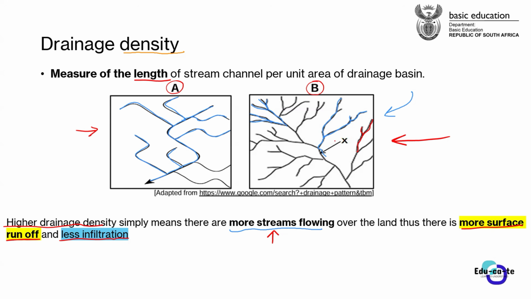Because remember, there are two processes that can happen when rainfall comes. The water can either run off or it can infiltrate. So we can either have surface runoff, meaning that the water is flowing away from the catchment area, or the water can sink into the ground. That is known as infiltration. So when we say that there is high drainage density, it means that there are more tributaries and more streams, so more water flowing over the land. It means that less of the water is infiltrating. Less infiltration, more surface runoff.